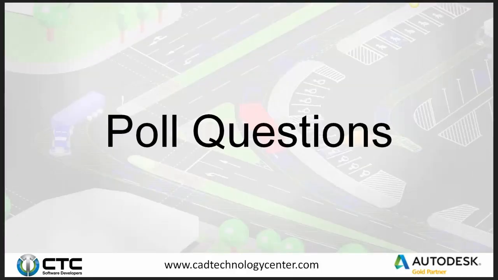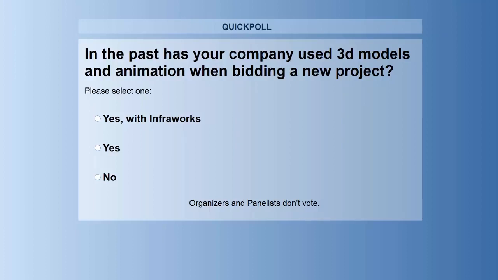I have a couple poll questions for you, just to see where people are at with the software. So we're going to launch our first poll question. And it is, in the past, has your company used 3D models or animations when bidding a new project? Just looking, what have you done when you've been looking at building a new job? Have you thought about ever using 3D animation, storyboards, maybe 3ds Max?